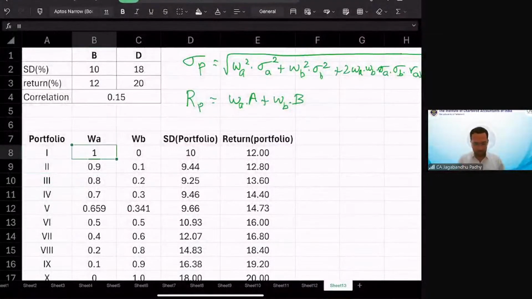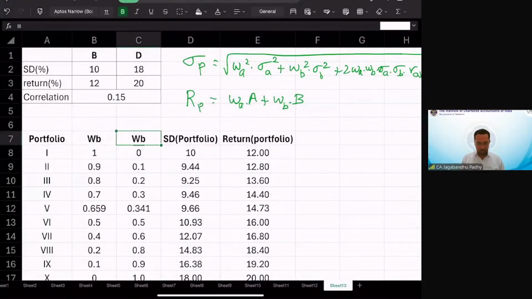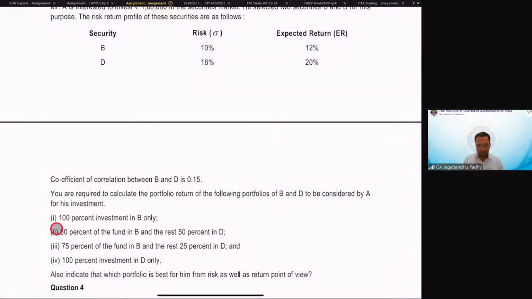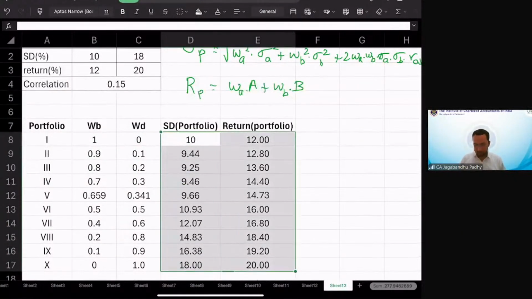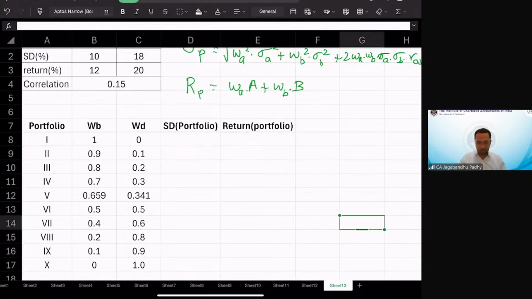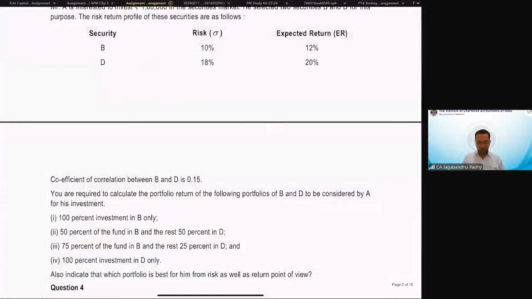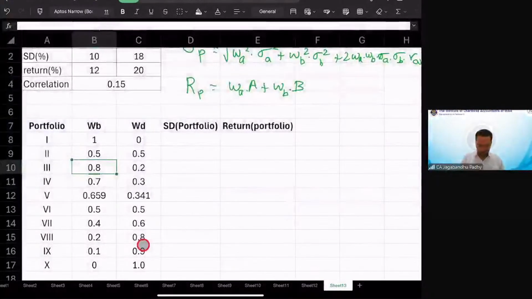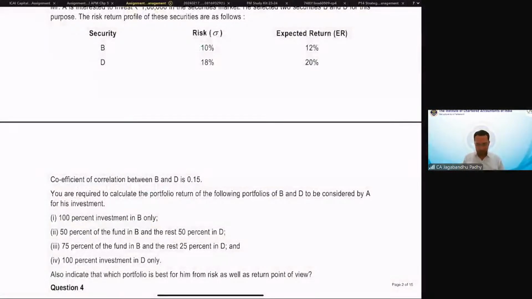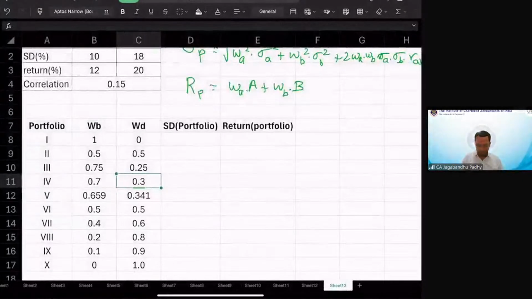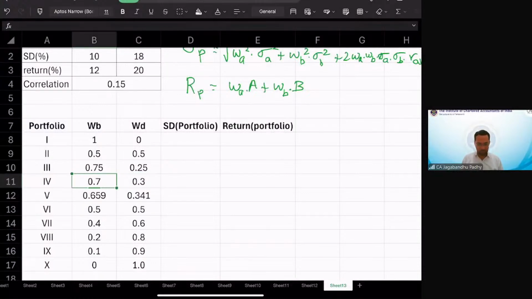So 100% in B, and of course 0% will be in D. Then next is 50% in B, 50% in D. So 50-50 in B and D we have 0.5, 0.5. Then it is 75 in B, 25 in D, 0.75 in B, 0.25 in D. Then 100% in D only. So if it's 100% in D, this will be 0 and this will be 1.